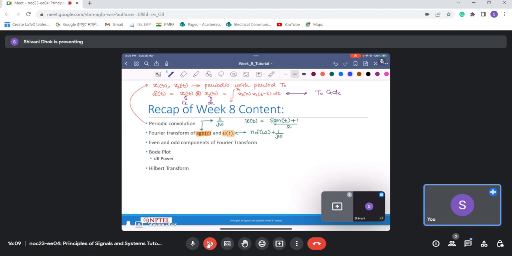After that, the even and odd components of Fourier transform were discussed, and it was seen that the Fourier transform X(omega) can first be separated into its real and imaginary parts, and its even part X even(omega) is exactly equal to A(omega), and the odd component X odd(omega) is equal to j times B(omega). So this is the even component and this is the odd component.